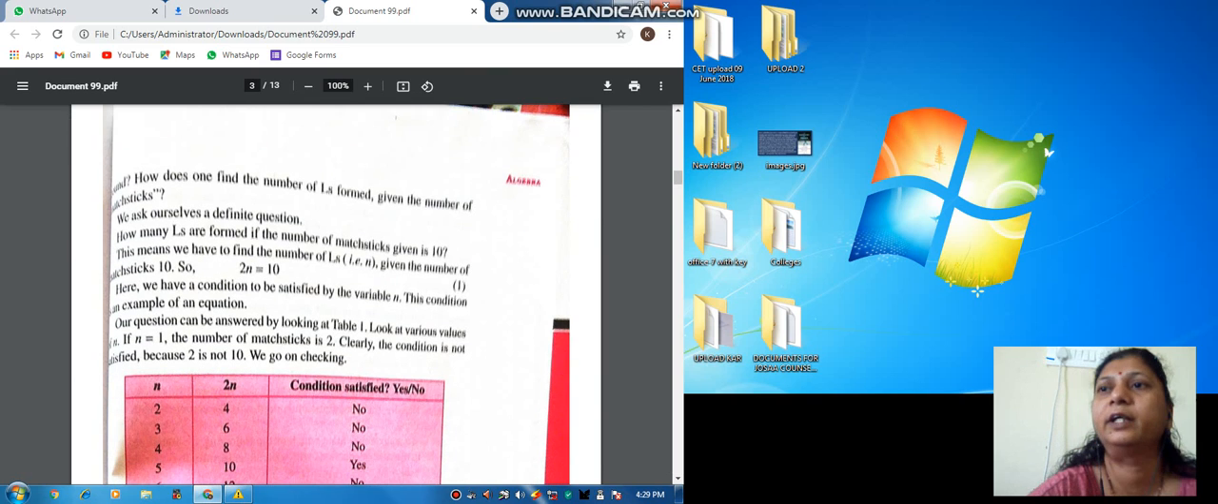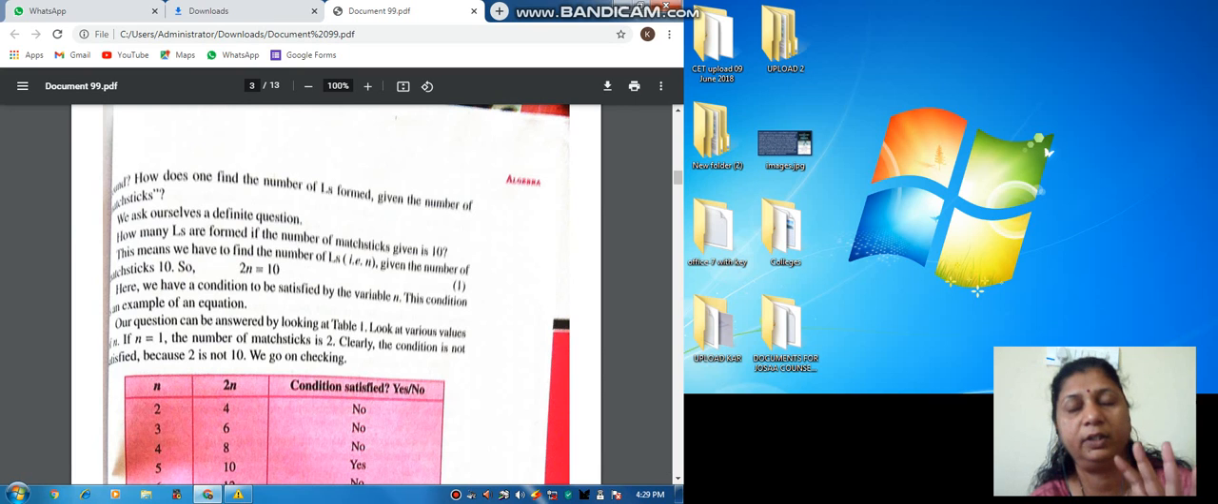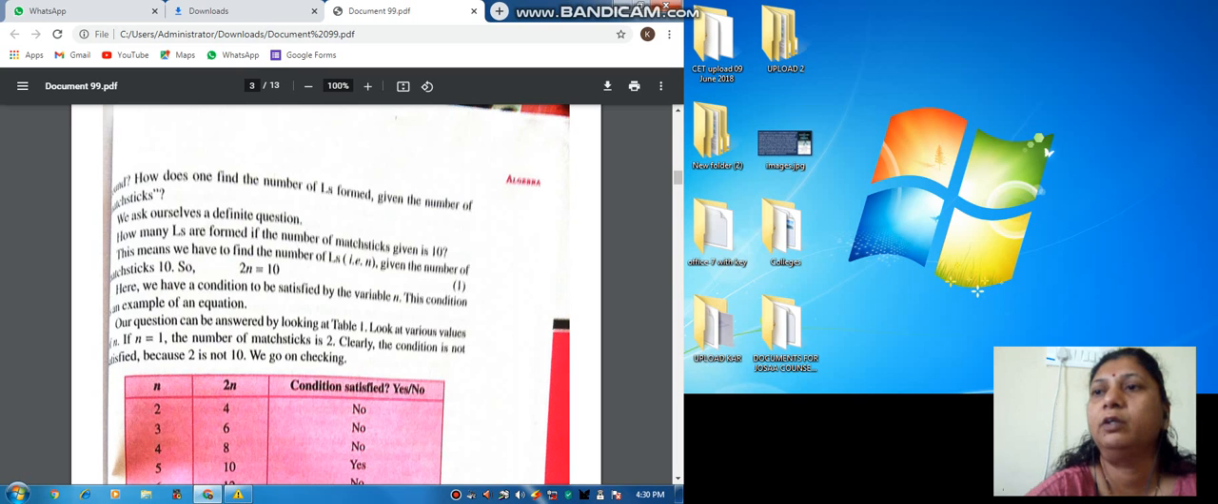See here, starting in the algebra chapter, we have seen how the girls form the L and the number of matchsticks required for L. We have seen the relation between them, that the number of L is equal to 2 into n, where n is the number of matchsticks. Okay, if we say 6 L we have to form, how many matchsticks will be required? 6 into 2, that is 12. Get it? Fine. So let's see the next.